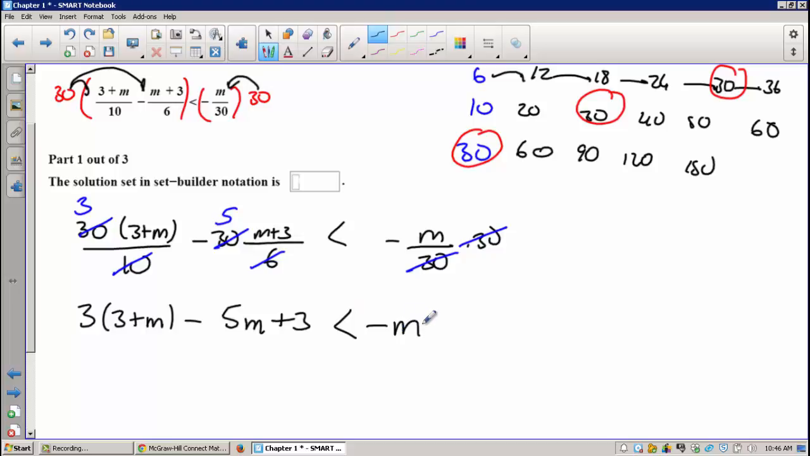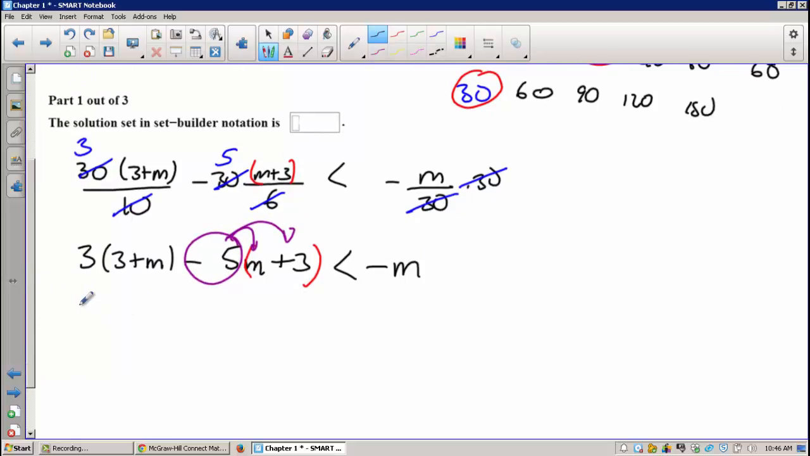Can someone spot my mistake? Right, I forgot the parentheses after the 5. This bullet should still multiply everybody on the top, not just 5. It's not just 5m. It's minus 5 times 3 as well. So you guys need to take this bullet to distribute to both. And that gives us 9 plus 3m minus 5m and minus 15 less than minus m. Okay?